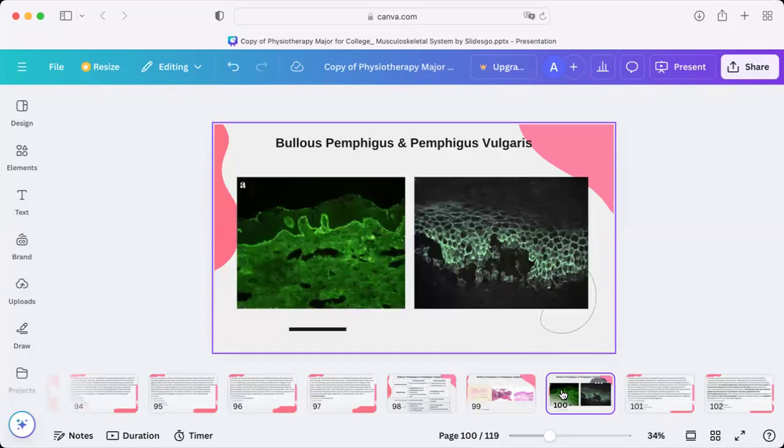Guys, tell me which one is which here. Which is which? This is electron microscopy, immunofluorescence study, actually. Which is which?